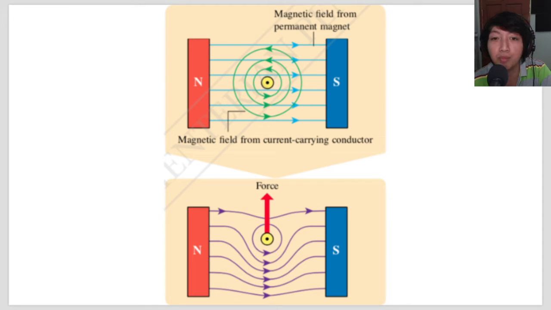Now, it does get a little bit more complicated when we start to take into account things like direct current, alternating current, the different shapes of the conductor. But this is the basic principle. So make sure you understand at least this basic principle before we go on.